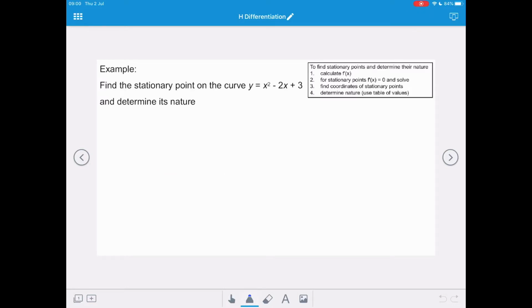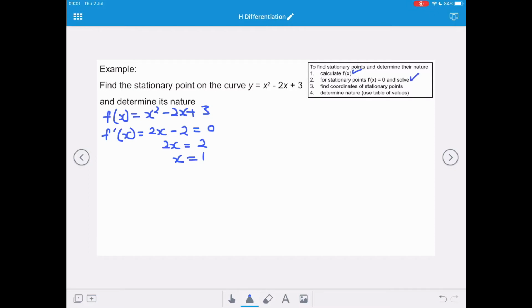So in this example, we want to find the stationary point on the curve y equals x squared minus 2x plus 3 and determine its nature. So the first thing we want to do is calculate the derivative of the curve in order to work out what the gradient of that curve is, and that's done by calculating f dash x. So f of x in this example is x squared minus 2x plus 3, and so the derivative of our function of x is 2x minus 2. Now, in order to find the stationary point, we're going to equate that to 0, and then rearrange in order to get x equals 1.